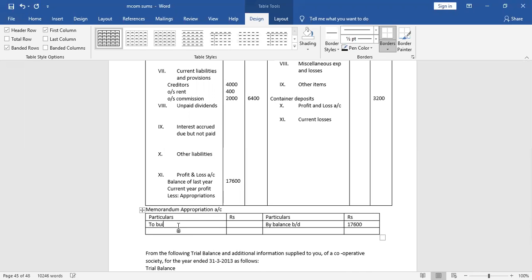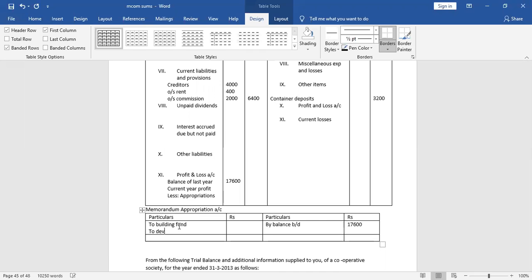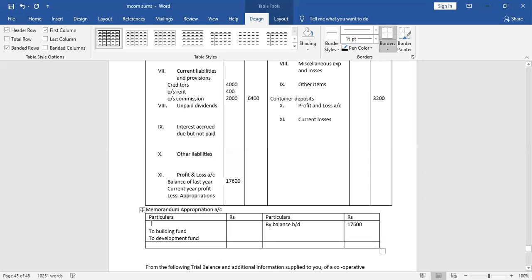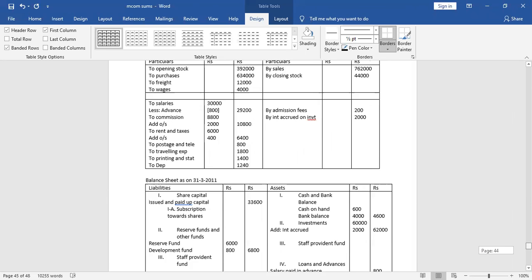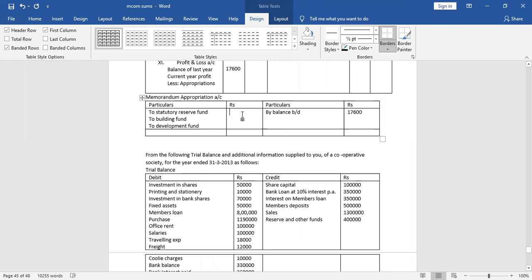To building fund, transfer to building fund, to development fund. Statutory reserve should be the first one, on current year profit. So I will write here to statutory reserve fund, writing reserve fund will also work. Statutory reserve fund will be 25% of current year profit. But how much is the building fund? 12,000, development fund 2,000. So I will write here 12,000 and 2,000.